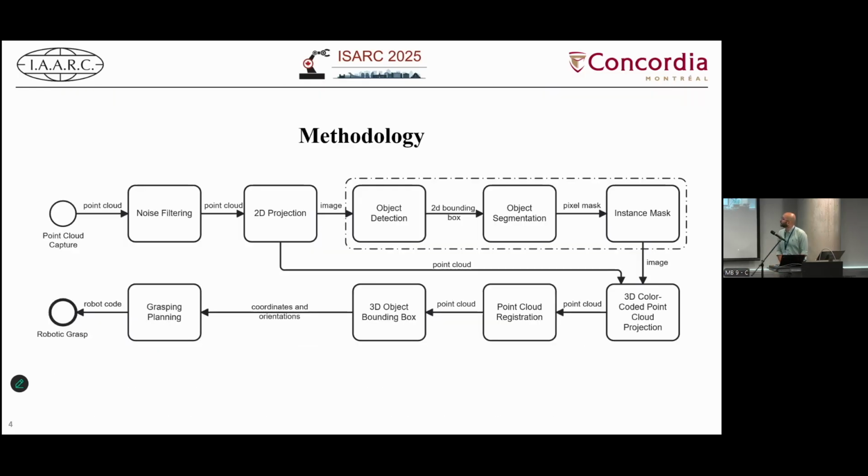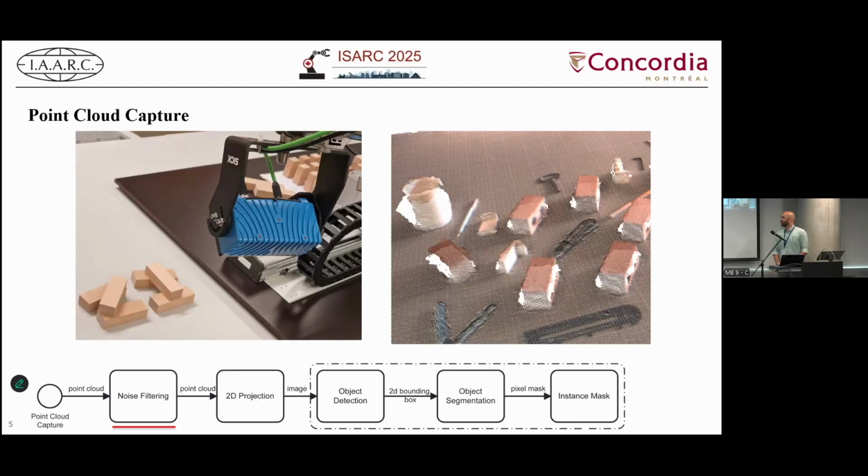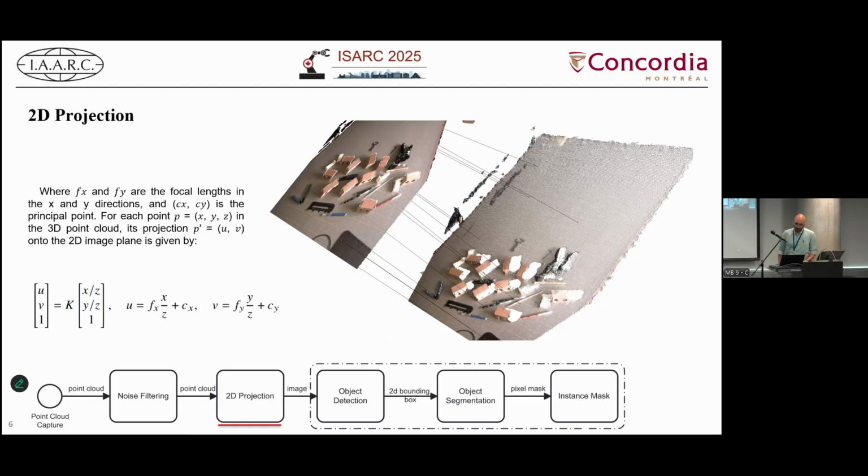This is our methodology, which contains all the steps, and I will go over them step by step, from capture and point cloud to robotic grasping. For point cloud capturing, we are using the SICK Visionary S camera, which is able to capture up to a 60-meter range and gives us a color point cloud. From there, we project our captured 3D point cloud to the 2D domain for further processing.